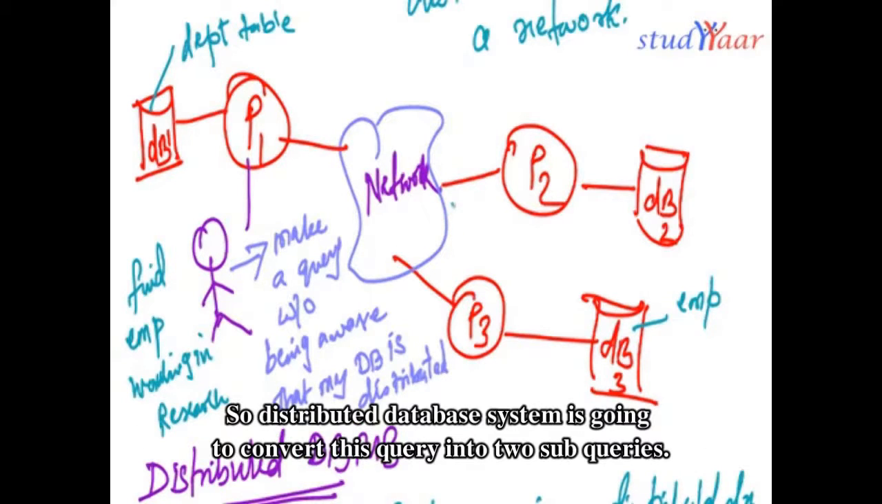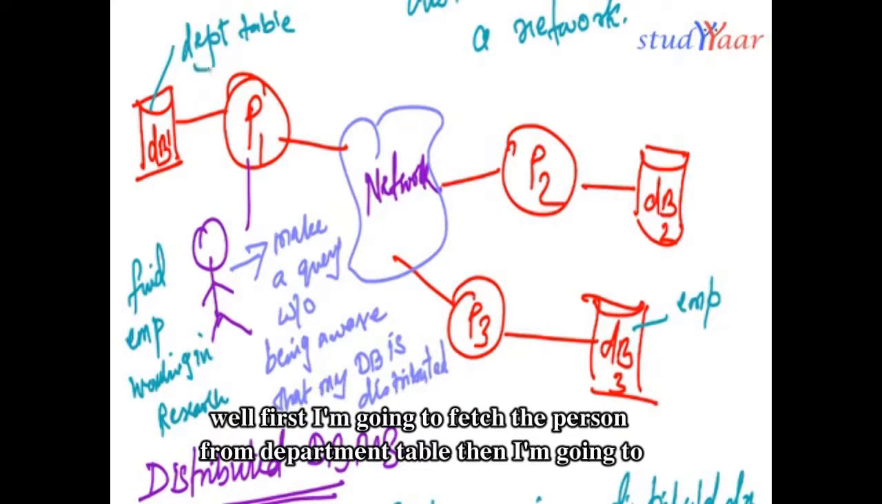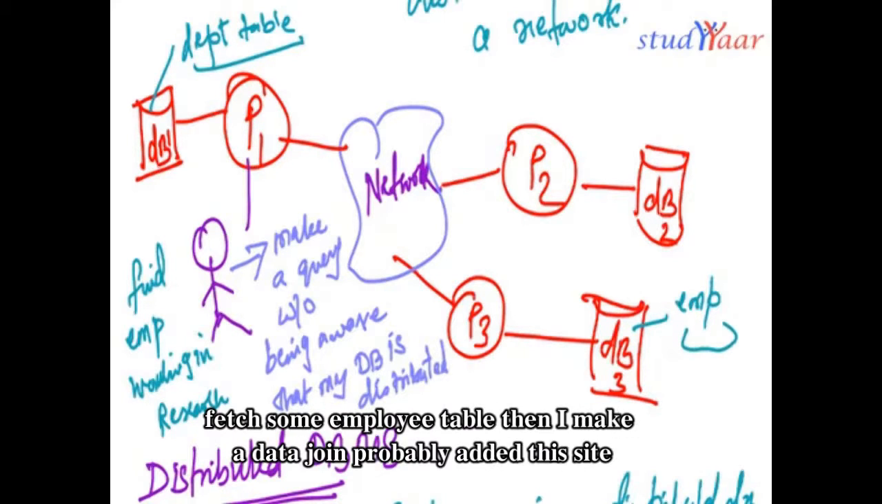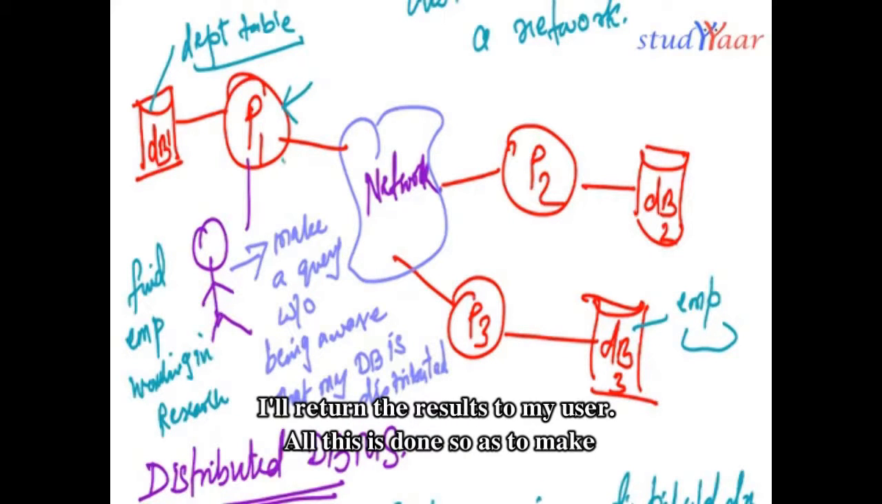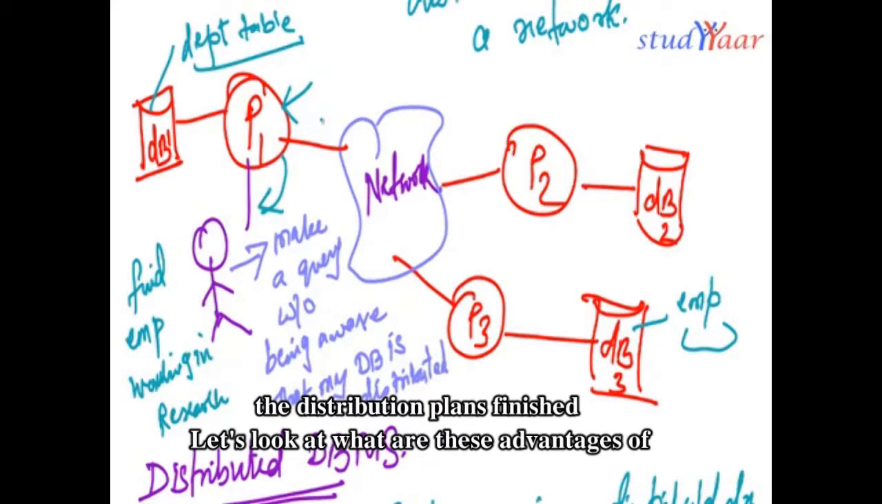Okay, so my distributed database system is going to convert this query into two subqueries, where first I am going to fetch tuples from the department table, then I am going to fetch tuples from the employee table, and I'll take a join probably at this site. Okay, and I'll return the result to my user. All this is done so as to make the distribution transparent.